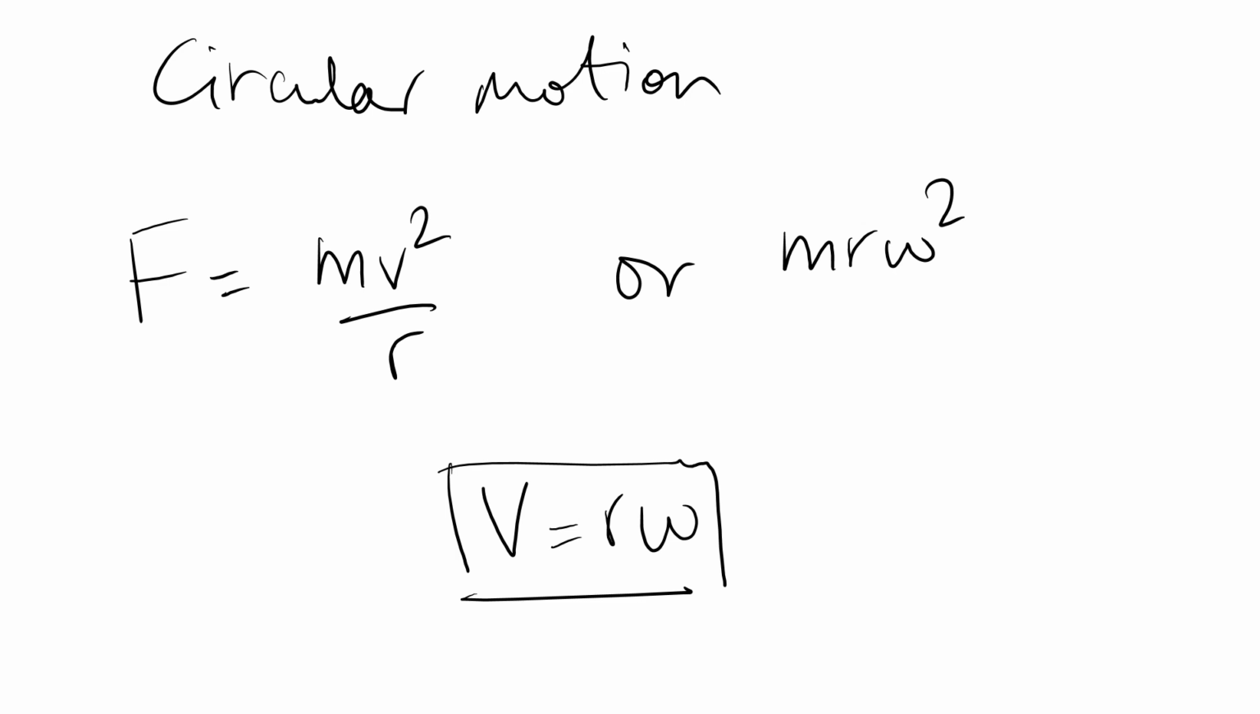Circular motion, F is equal to mv squared over r, or m r omega squared. This is for circular motion, and this is the resultant force. This is the force going towards the center of the circle.